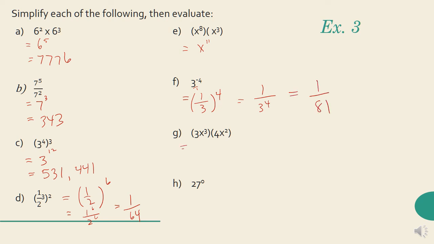This next one, those exponents only go to the letters, not the numbers. So all you do here is just multiply the coefficients. 3 times 4 is 12. And then you have like base and like base. So that's x. And since you're multiplying, you add the exponents. 3 plus 2 is 5. And that's as far as you can go. Last but not least, the easiest one, 27 to the power of 0, 1. Anything to the power of 0 is 1.